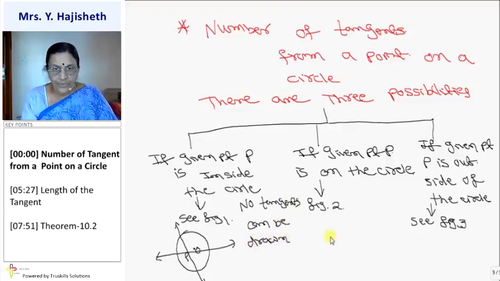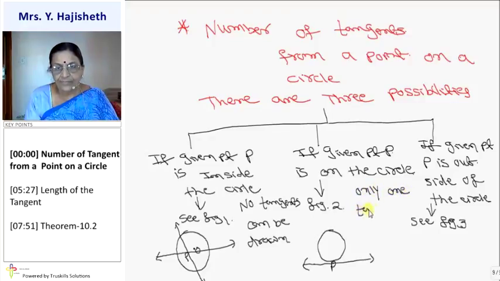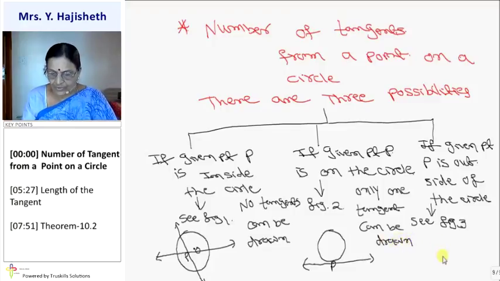Figure 2 देखो. If point P is on the circle, then only one tangent can be drawn. क्या? Only one tangent can be drawn. Clear? If the point is on the circle, only one tangent can be drawn.